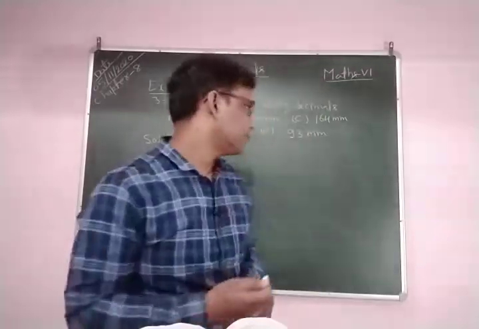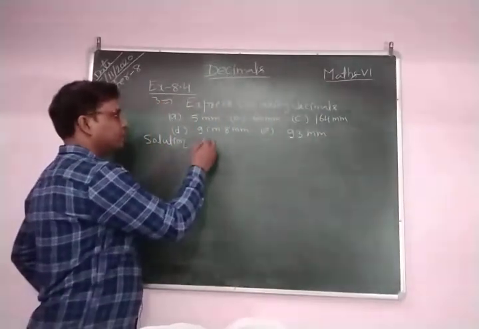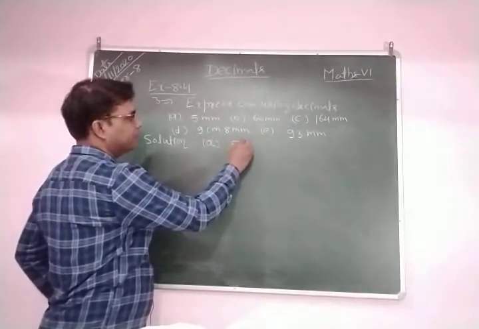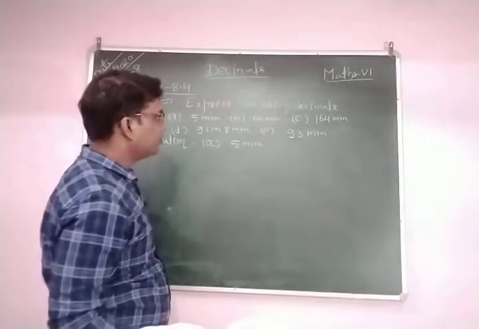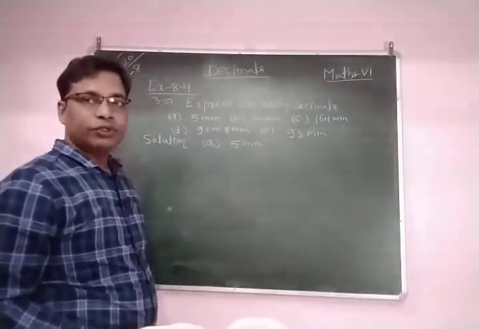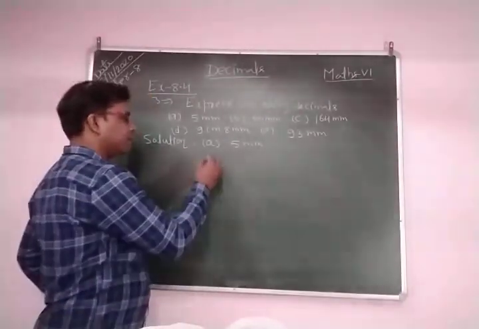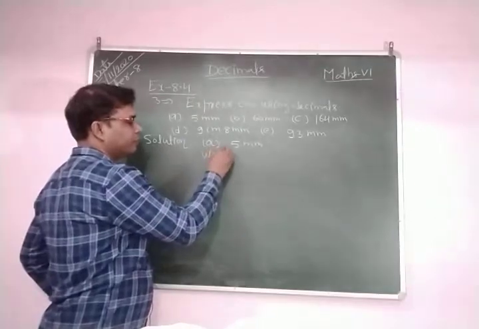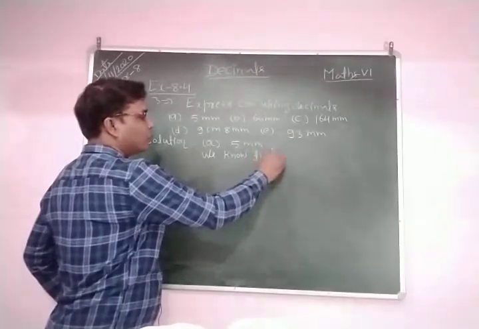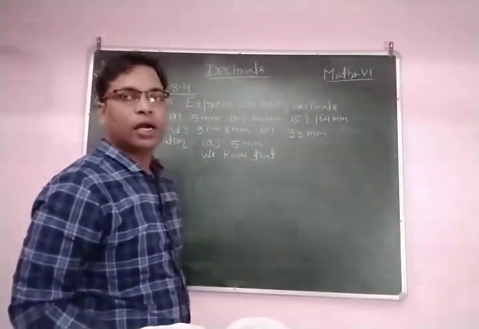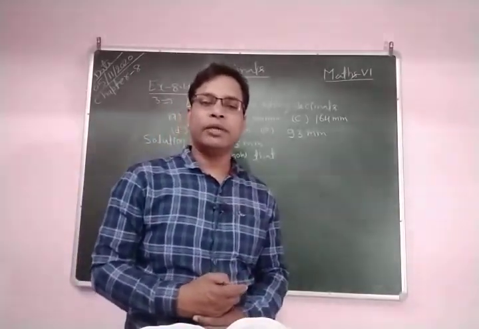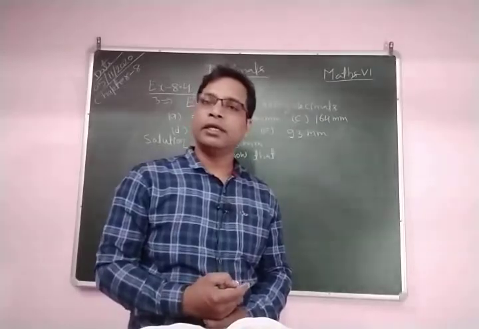So here you can write the first part of this question. This is given 5 millimeters, and we need to express 5 millimeters in centimeters using decimals. For this we know that 1 centimeter is equal to how many millimeters? So basically you can say 10 millimeters. 1 centimeter is equal to 10 millimeters.